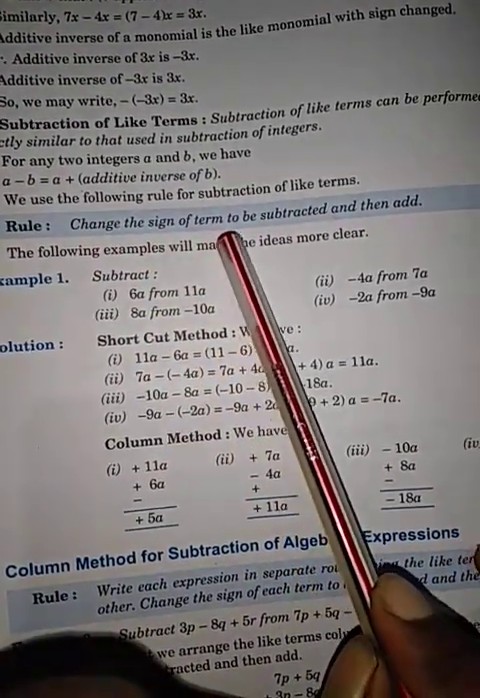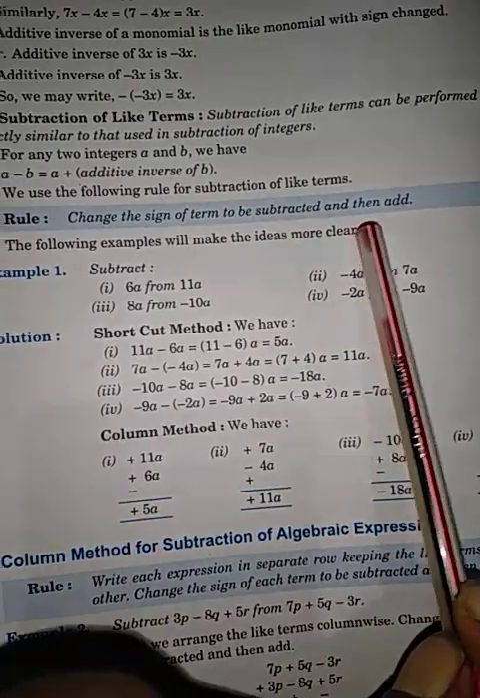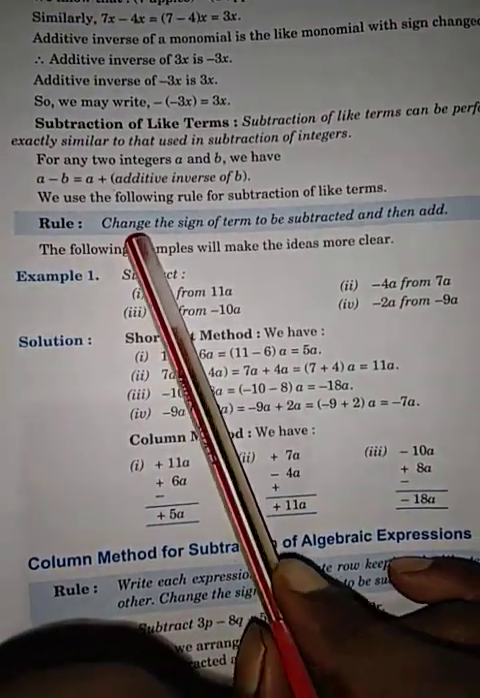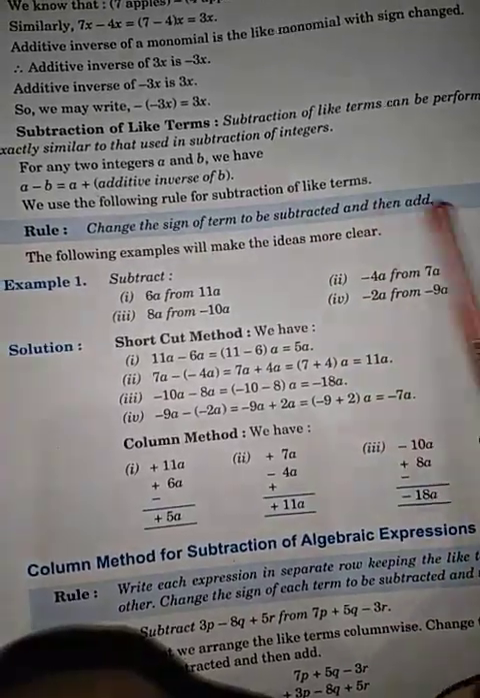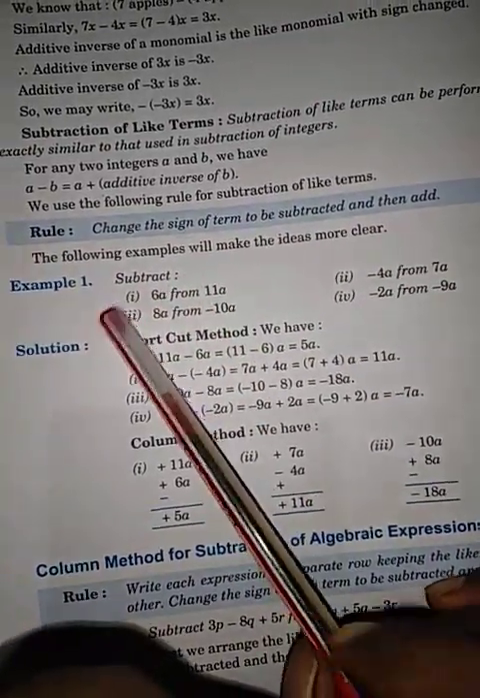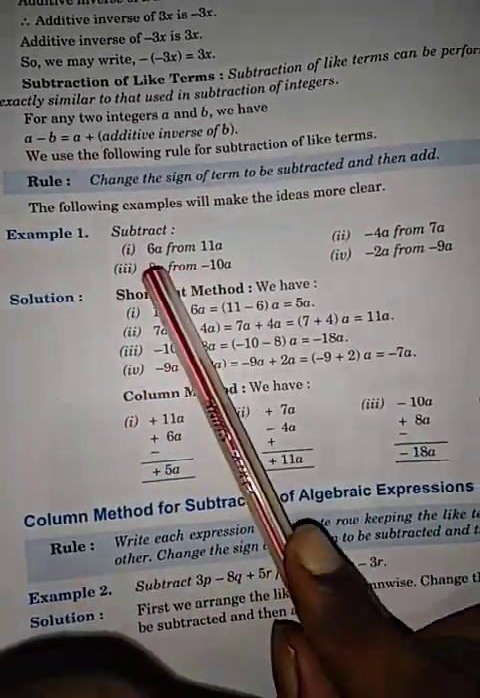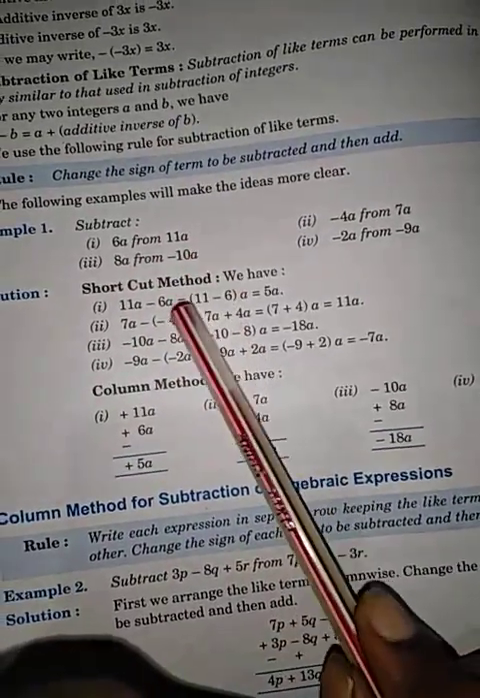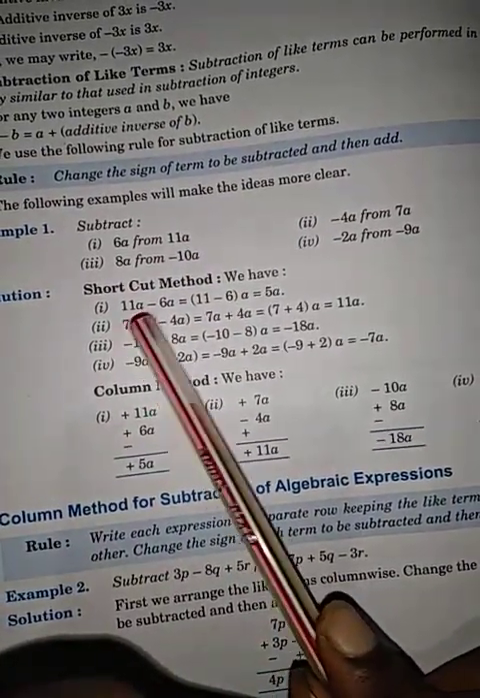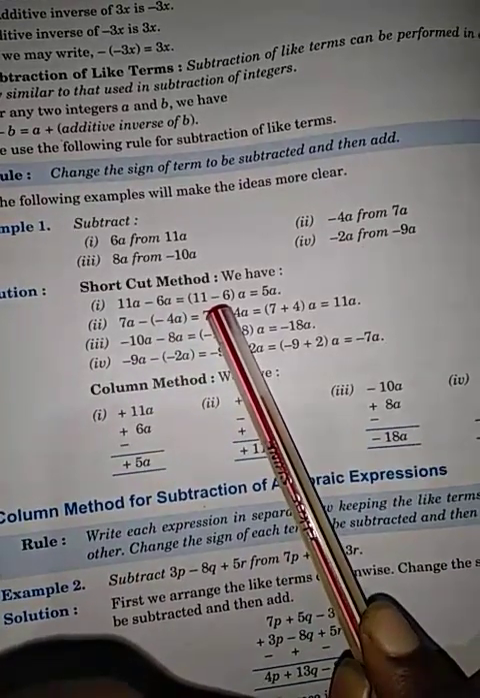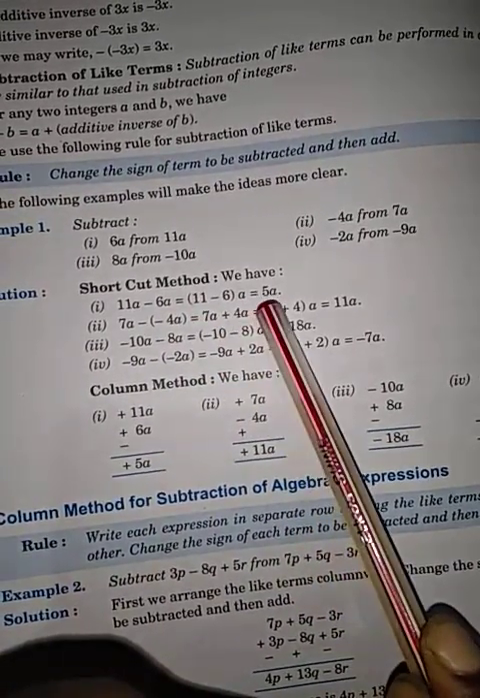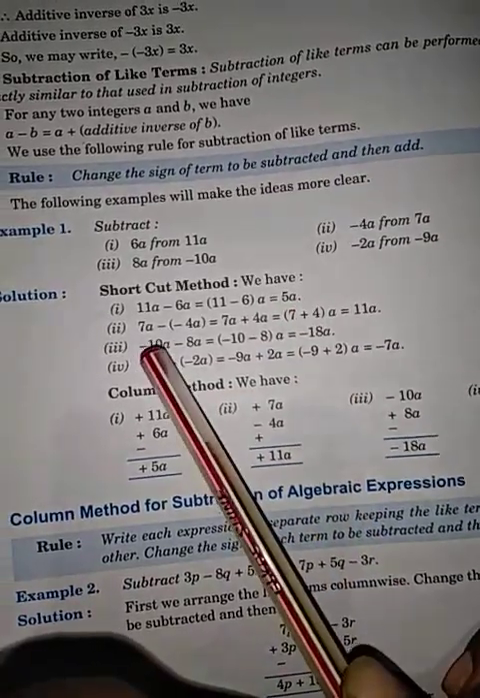Change the sign of the term to be subtracted and then add. This is the important rule. Remember this rule. Change the sign of the term to be subtracted and then add. The following example 1: subtract 6a from 11a. That means 11a minus 6a. So (11 minus 6) within the bracket into a, 5 into a, 5a.